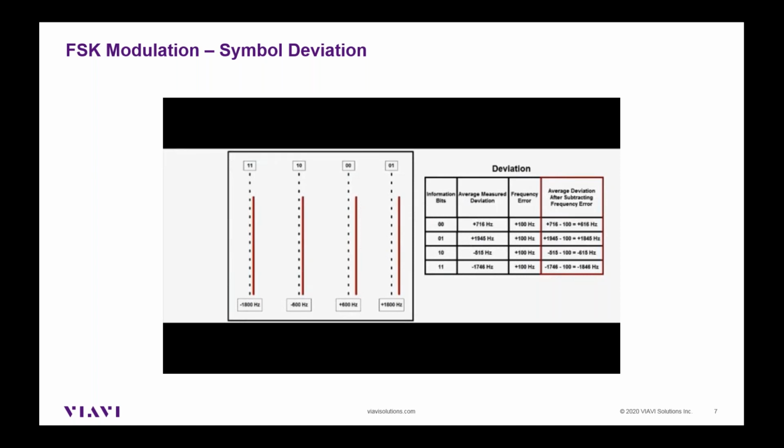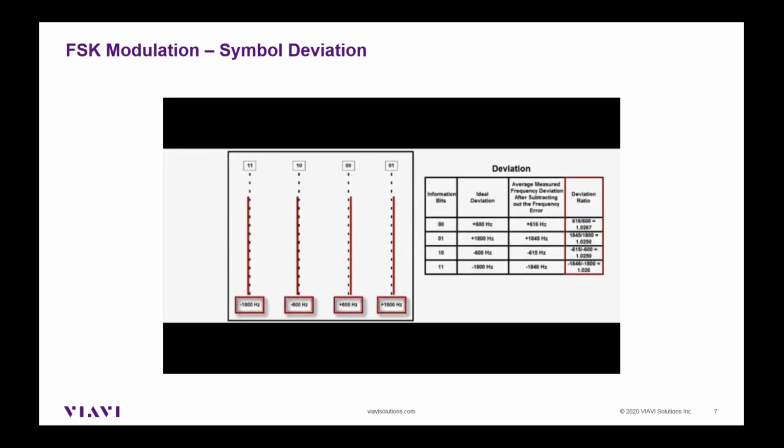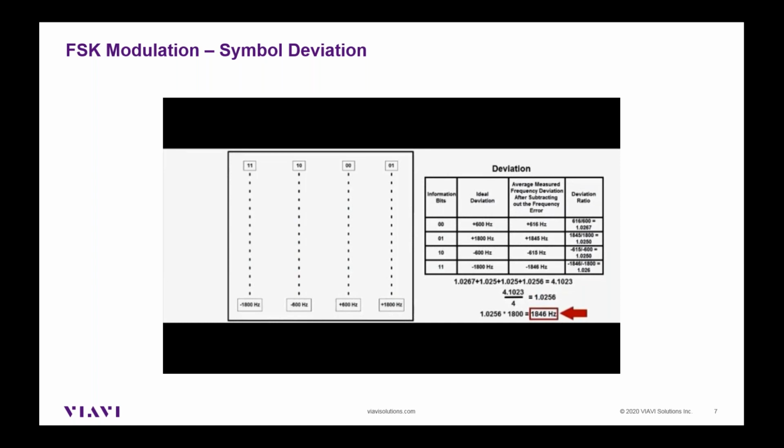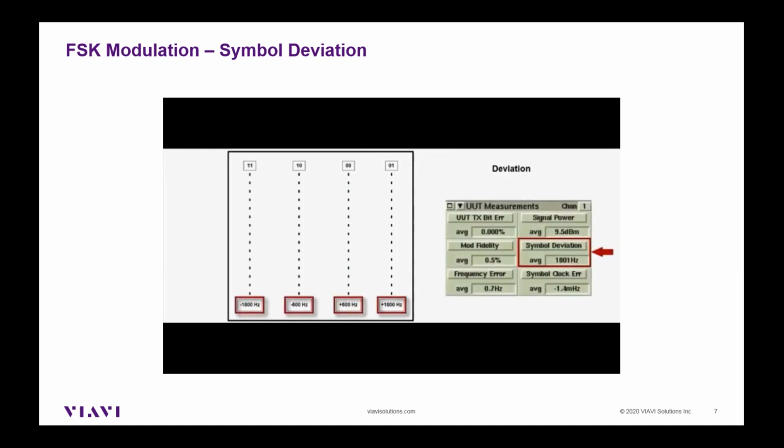and then summing those together, dividing by 4 again, and equating that to a single symbol deviation based on 1800 hertz, or actually not 1800, but whatever the maximum symbol deviation value is. In Project 25, the outer limits are 1800 hertz. DMR is 1944 hertz, so it's going to be based on the type of modulation or technology being used.